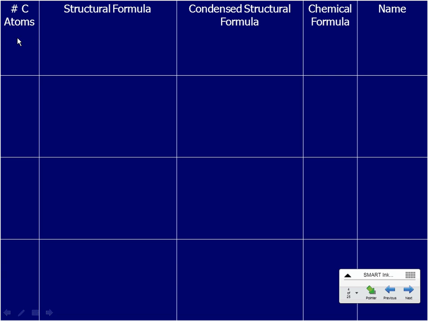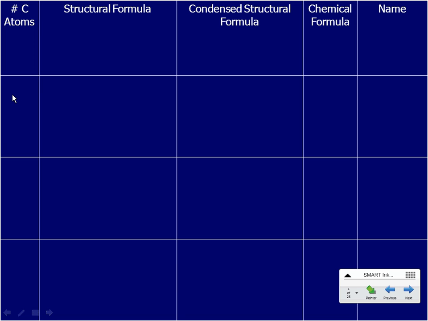Okay. So number of carbons, structural formula, condensed structural formula, chemical formula, name. We're doing the same type thing as we did with the alkanes, except with the enes. It looks different than on your sheet. I've changed it. I haven't done that yet. You know the way I fly. Like I said, the course is evolving online. It's ever changing.